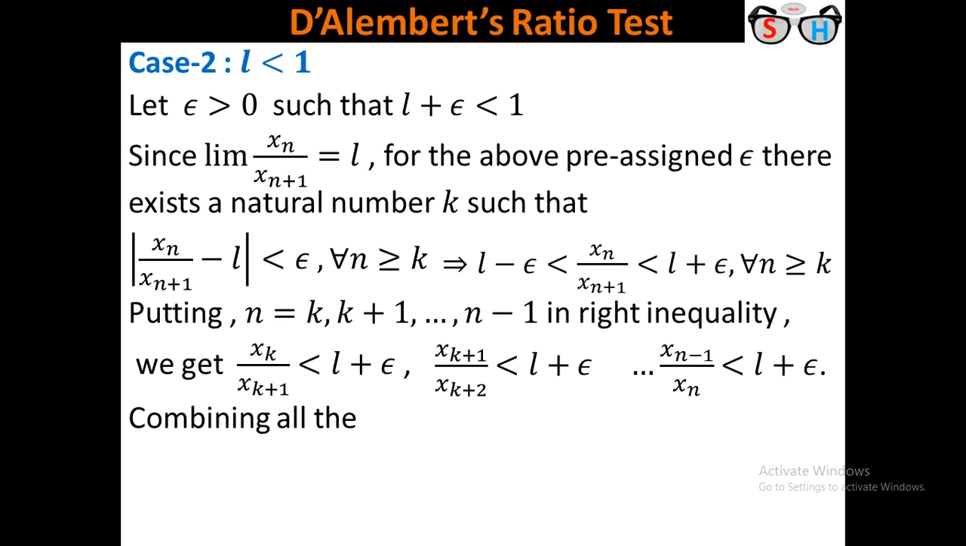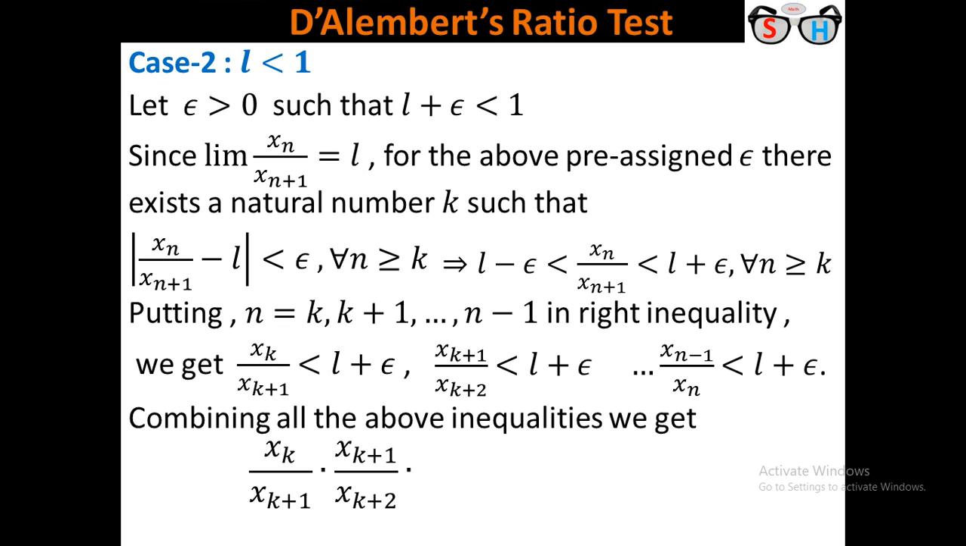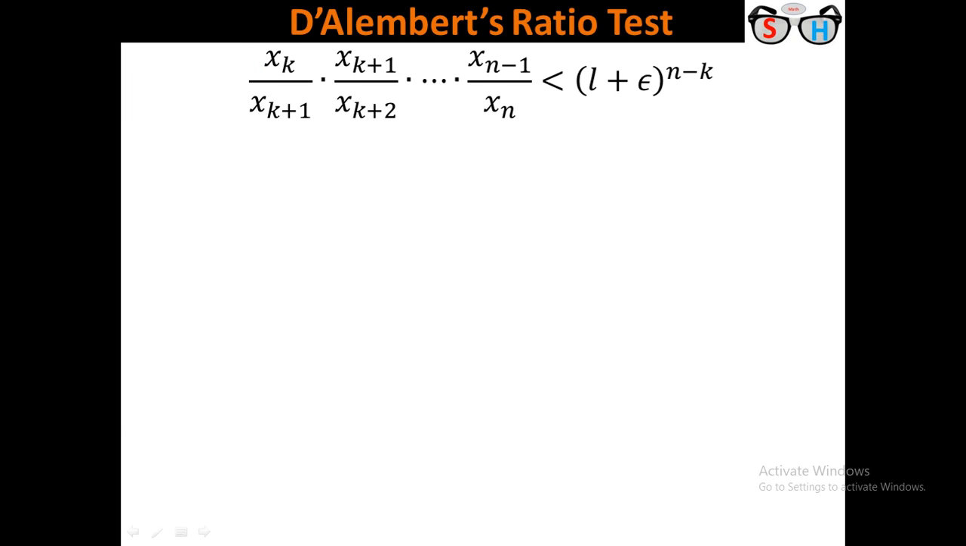Combining the above results, you get xk upon xk plus 1, xk plus 1 upon xk plus 2, plus dot dot, xn minus 1 upon xn, is less than (L plus epsilon) whole to the power n minus k, because there are n minus k relations. Here I take L plus epsilon as some constant, mu.